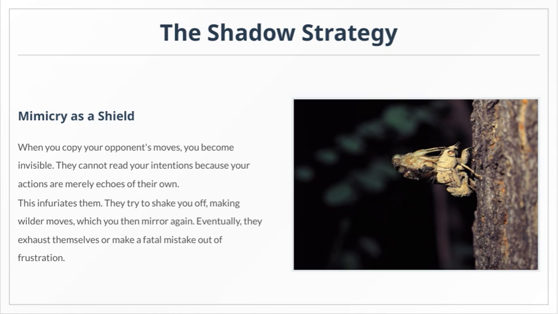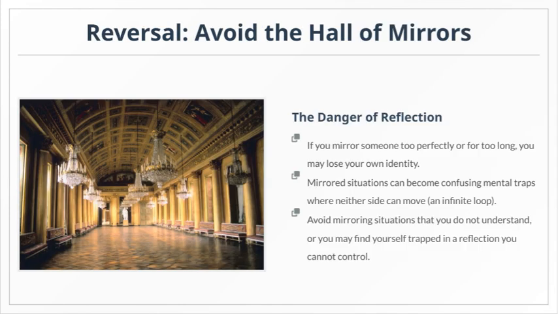Now, let's talk about the reversal, avoiding the hall of mirrors. This is a crucial concept because it highlights the risks of mirroring situations that we don't fully understand. When we do this, we risk getting trapped in a reflection that we can't control. Imagine being stuck in an endless loop where neither side can make progress. This is what I mean by a mental trap. It's important to remember that if we mirror someone too perfectly or for too long, we start losing our own identity. We become so absorbed in the reflection that we forget who we really are. This is the danger of reflection.